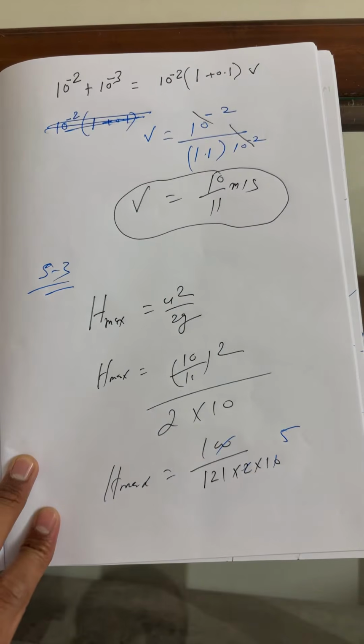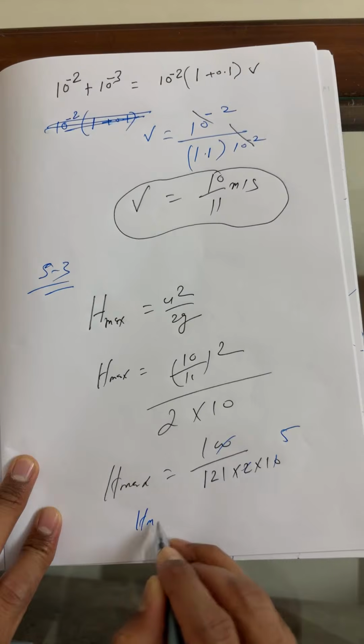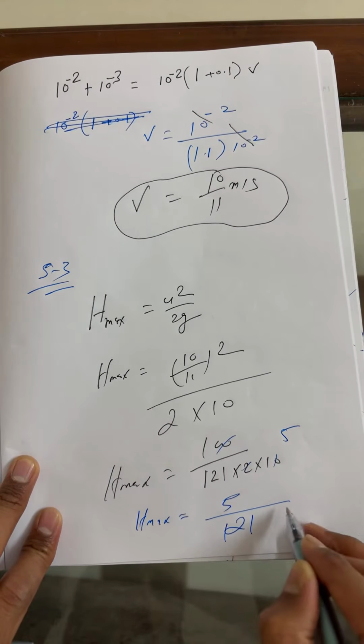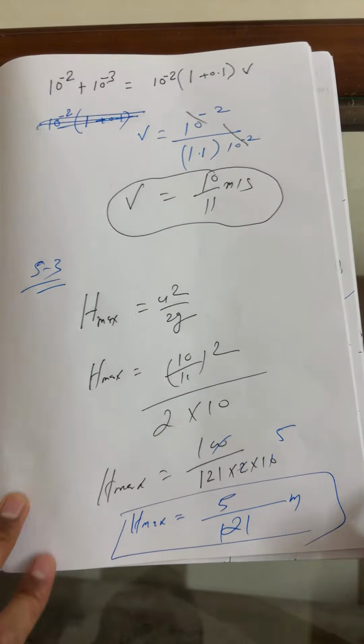H max, beta, what you can say? This is 5 by 121 meter here. Further you can solve, 5 by 121 meter here. So this is the answer of the question.